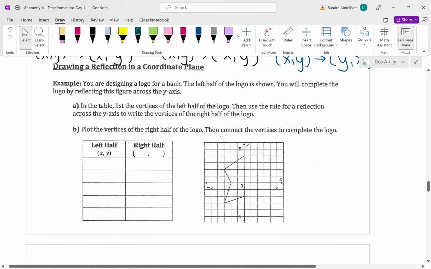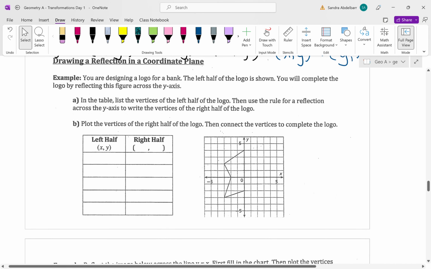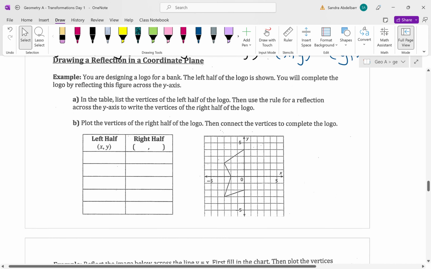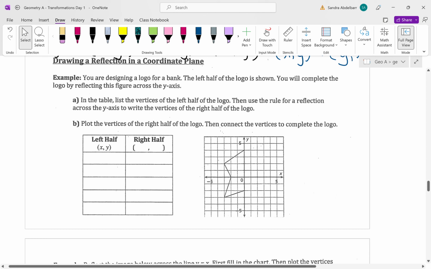So here it says you are designing a logo for a bank. The left half of the logo is shown. You will complete the logo by reflecting the figure across the y-axis. In the table, list the vertices of the left half of the logo, then use the rule for reflection across the y-axis to write the vertices of the right half of the logo. Plot the vertices of the right half of the logo, then connect the vertices to complete the logo.